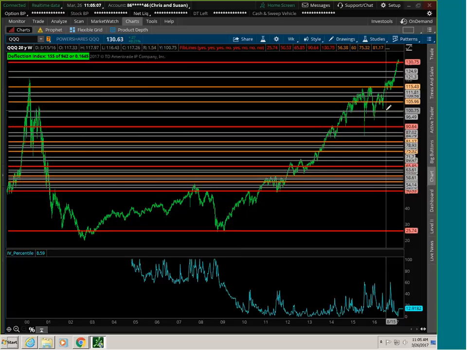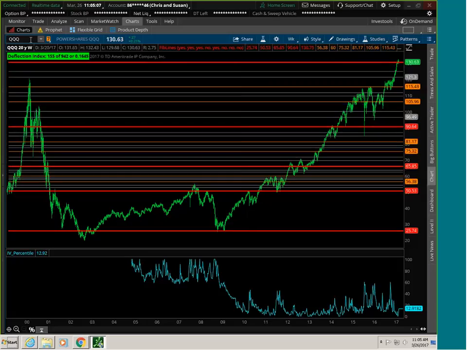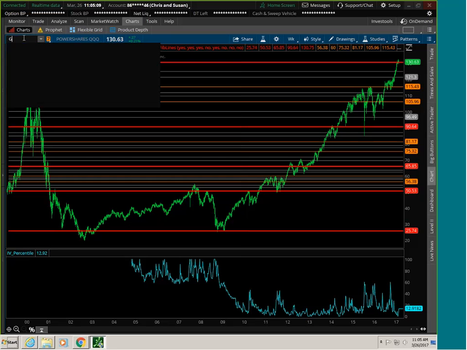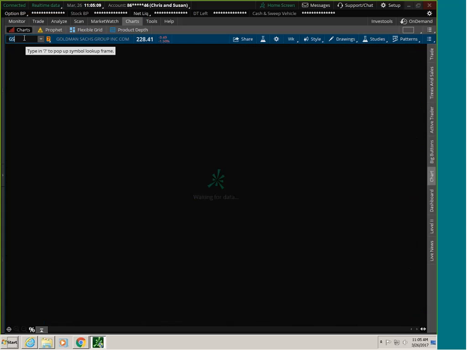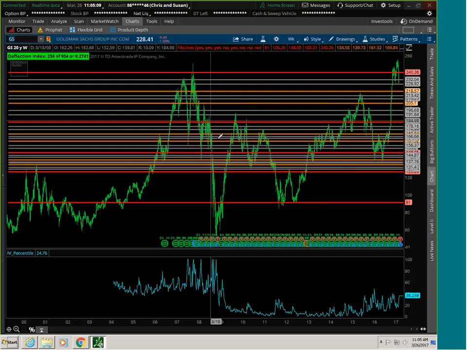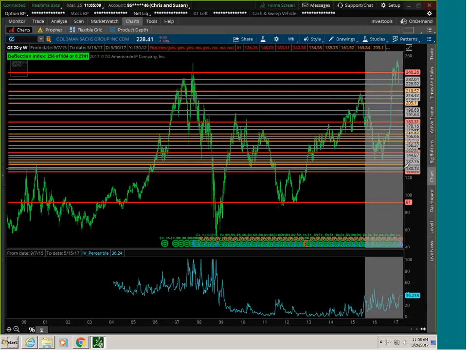So let's take a look at some of my favorites. Goldman Sachs is one of them. A big financial, and this one really had an incredible move here, and had some options get called away down here in the 170 area. But we can see that we've run up against the 423% line, which I would predict would be an area of resistance.